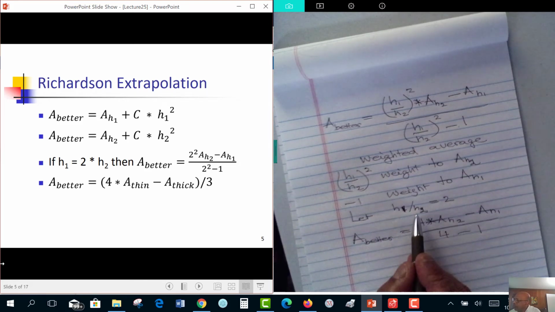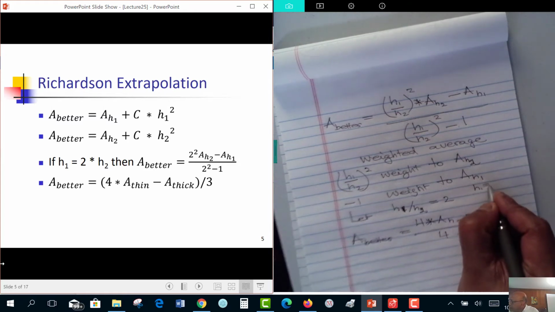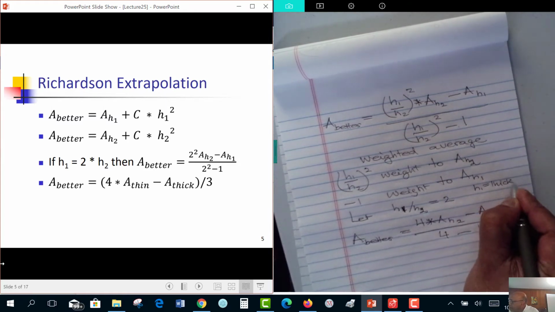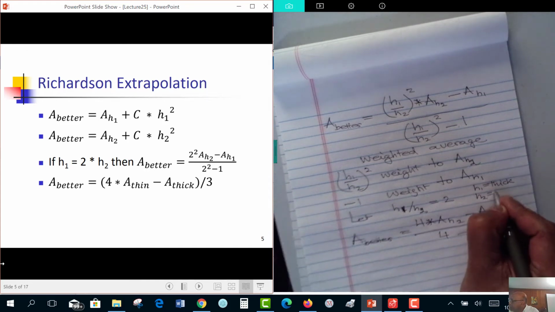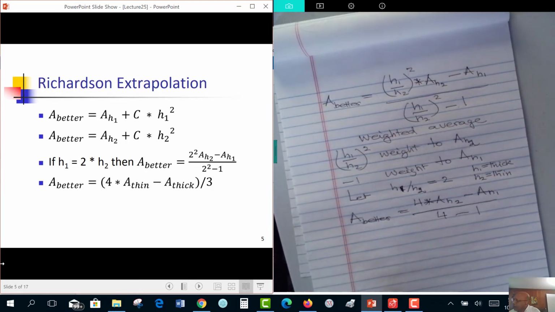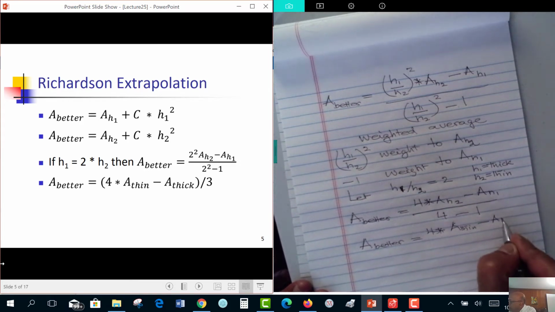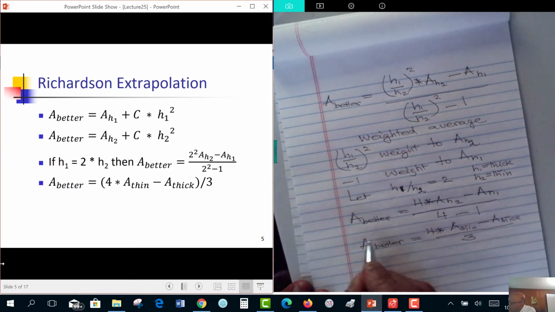So notice when we say H1 over H2 is 2, that means H1 is twice as thick and H2 is half as thin. So instead of remembering H1 and H2, we say we give 4 weight to area using thin strips. We give negative 1 unit of weight to thick strip area, and our total weights are 3.